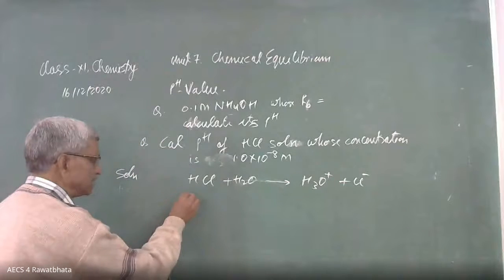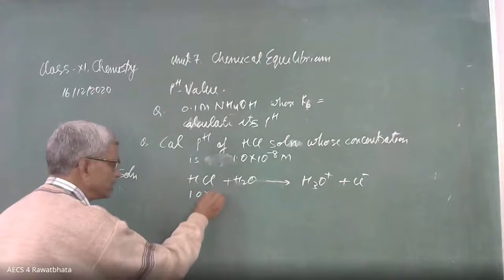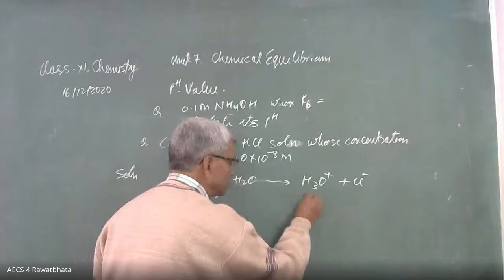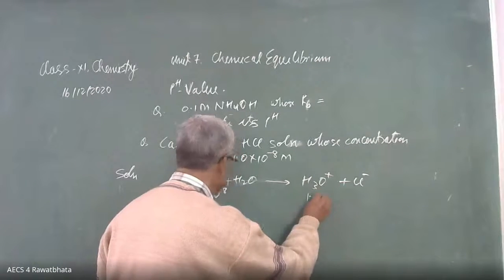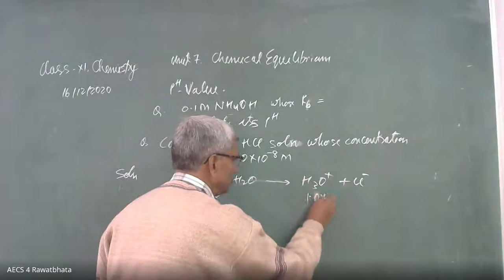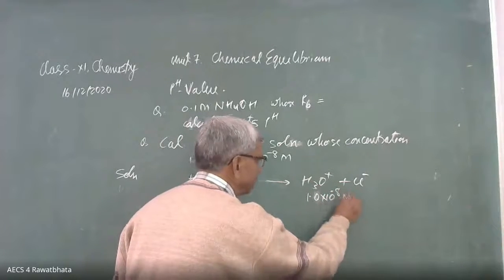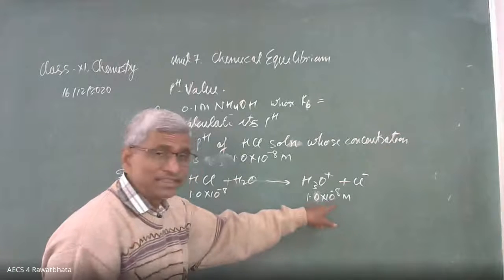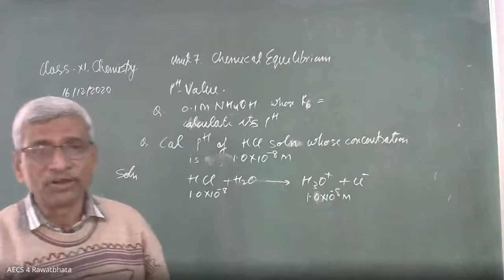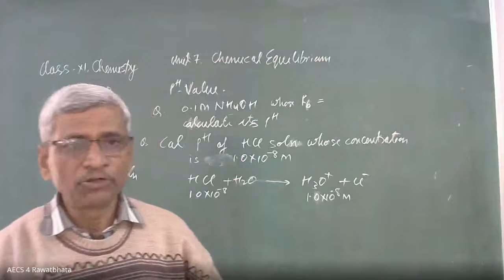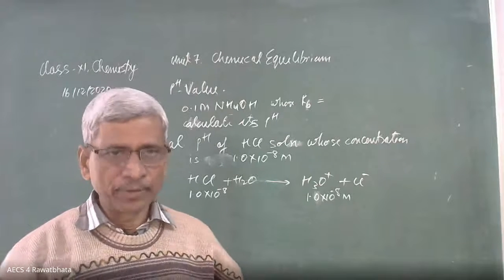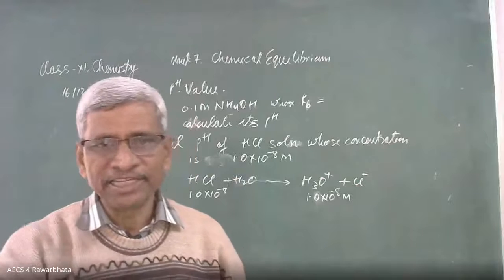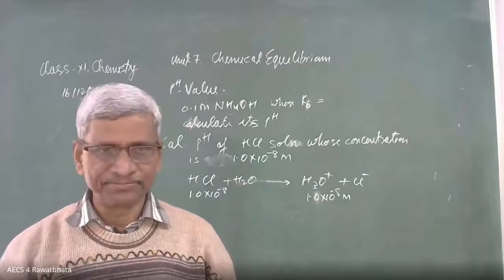Here the concentration is given 1.0 into 10 raised to power minus 8, and it is going to ionize completely, so the H3O concentration will be 1.0 into 10 raised to power minus 8 M. When we take its negative log, pH equals minus log of H3O positive, that is 1.0 into 10 raised to power minus 8. Its pH will be 8. Yes, Karthik. Yes, beta. Its pH will be 8.